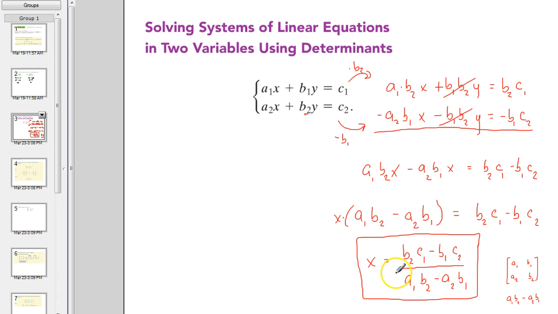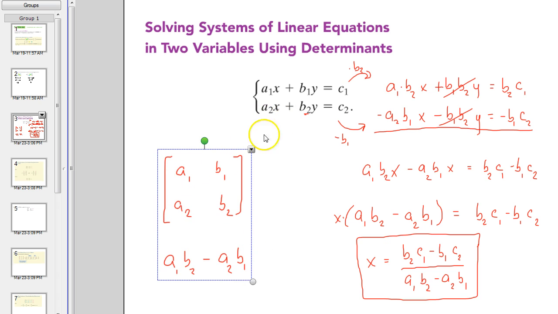Okay, now you may be thinking, well, whoop-de-doo, what is that? Look at all this jargon. But go back and look what we started off with. This was the left-hand side, right? This was the left-hand matrix, and if I blow it up again, A1, B1, A2, B2, those are the numbers in front of x and y. The determinant of that matrix, A1, B2 minus A2, B1, is that denominator right there.